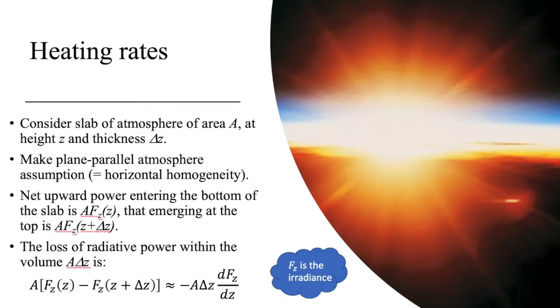Okay, so let's get right into it, and we will start by considering a slab of atmosphere of a given area. We'll call the area A, and let's say that the slab has a particular thickness delta Z, okay? As usual, we will make the plane parallel atmosphere assumption, so the atmosphere is homogeneous horizontally, and we'll mostly consider going either up or down, in a straight path. Now, if you have this particular slab, it's delta Z.